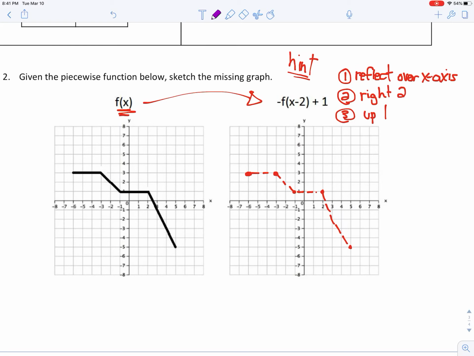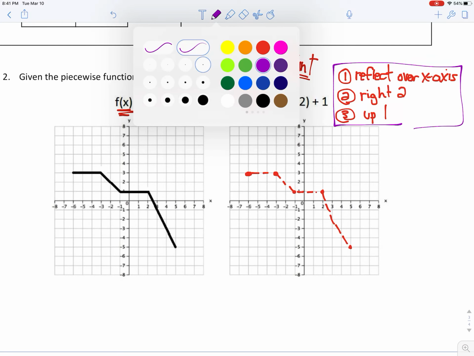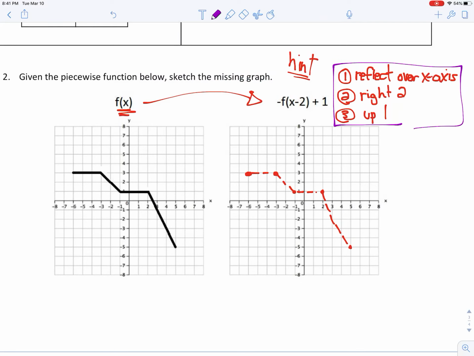Okay, last one, this piecewise function, which piecewise just means it's kind of a funky looking one that's not like the original six parent functions that we know. Tease out what's happening here. We're reflecting over the x-axis, right 2, up 1. So I have just replaced these in the dotted line here. I've got my original points. I'm going to do those 3 in order. Reflect over x, right 2, up 1. So I reflect over x. This one comes down here. And right 2 and up 1.